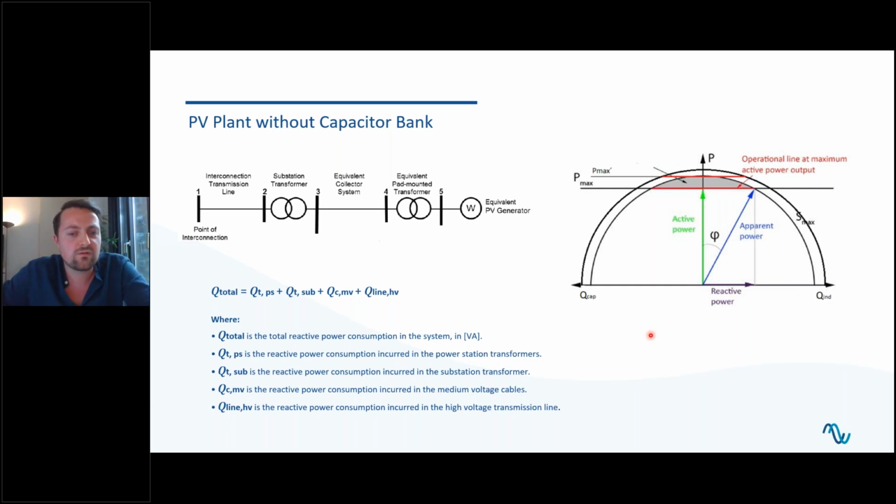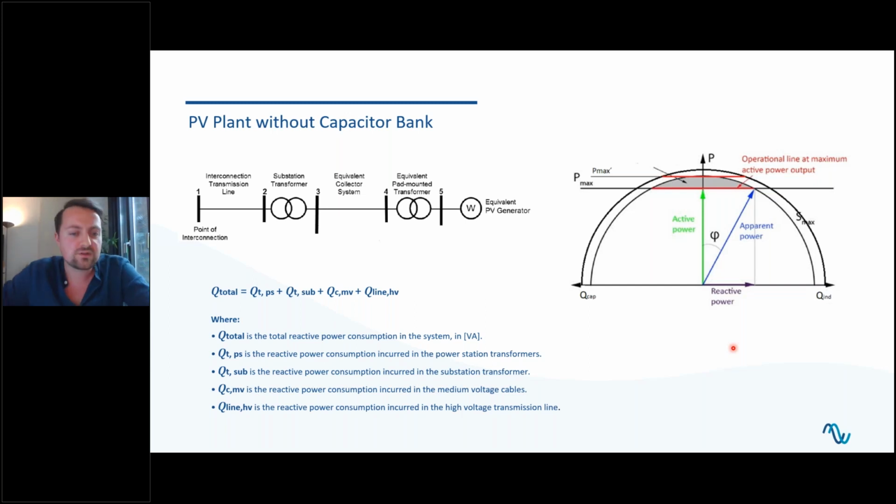Since we don't have any compensation devices, so we don't have any capacitor banks, there are two alternatives for this system in order to compensate for these losses. On the right side of the screen, you'll see the PQ curve, which is known as the reactive power capability curve. In this case, it's the PQ curve of the inverter. The inner semicircle that you see here is the capability of the inverter.